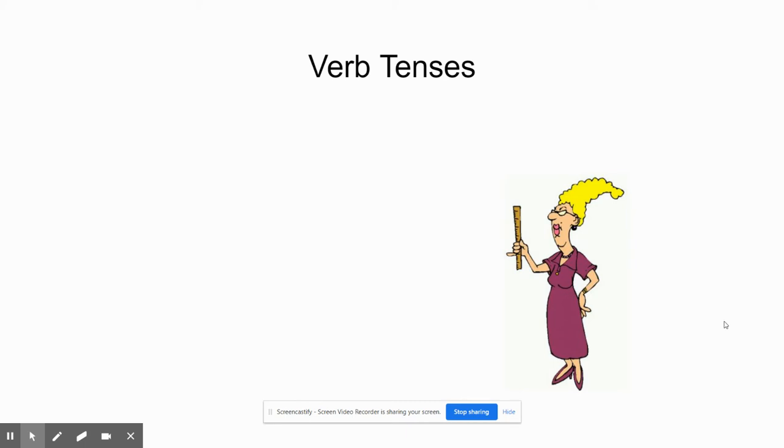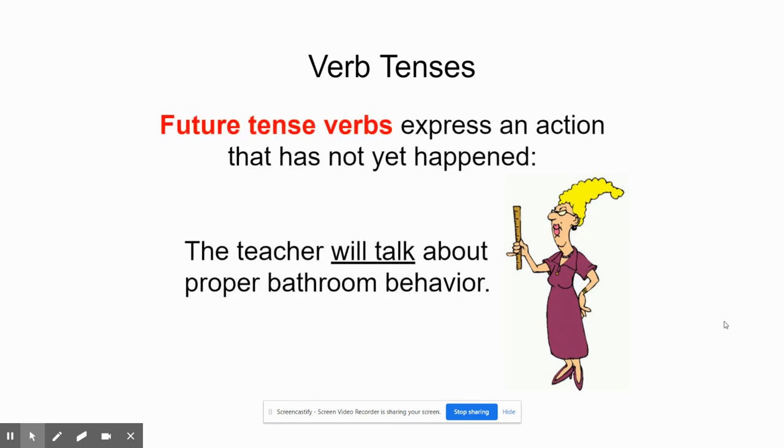Let's look at the last verb tense. Future tense verbs express an action that has not yet happened. It's going to happen, but it hasn't happened yet. The teacher will talk about proper bathroom behavior. Right? So the teacher hasn't talked about it yet, but the teacher will be doing that. It has not yet happened.